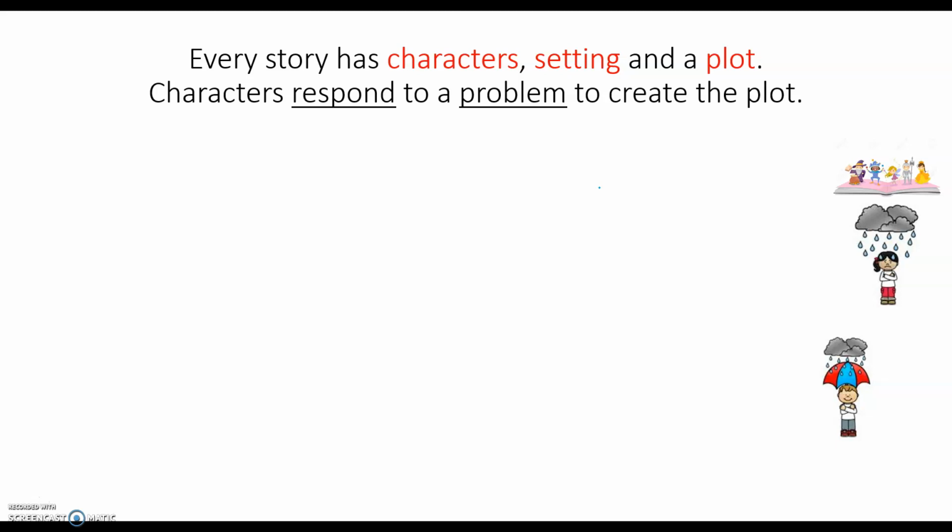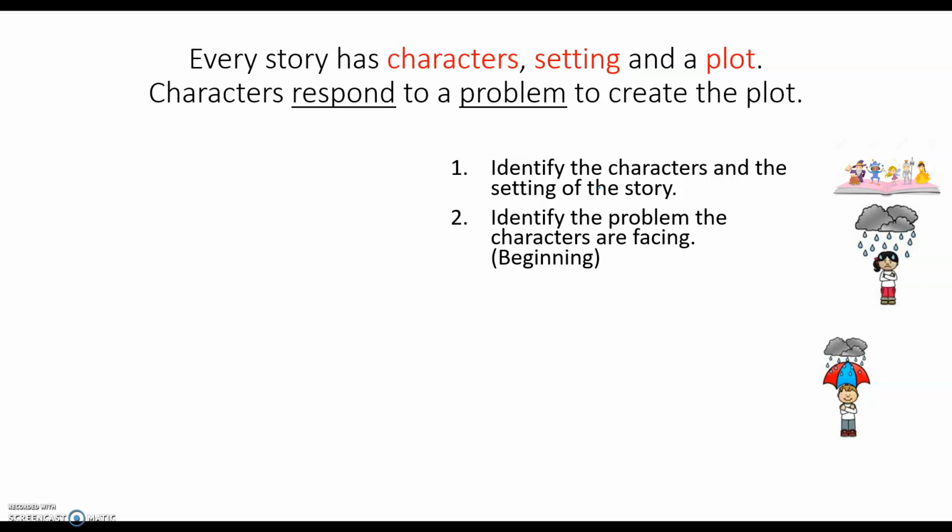Every story has characters, setting, and a plot. Characters respond to a problem to create the plot. The first thing we're going to do when we start reading is identify the characters and the setting of the story. Remember, the characters are who the story is about, and the setting is where the story takes place. Next, we identify the problem the characters are facing. This usually happens at the beginning of the story. If you look over here, this little girl has a problem. It's raining and she's getting wet.